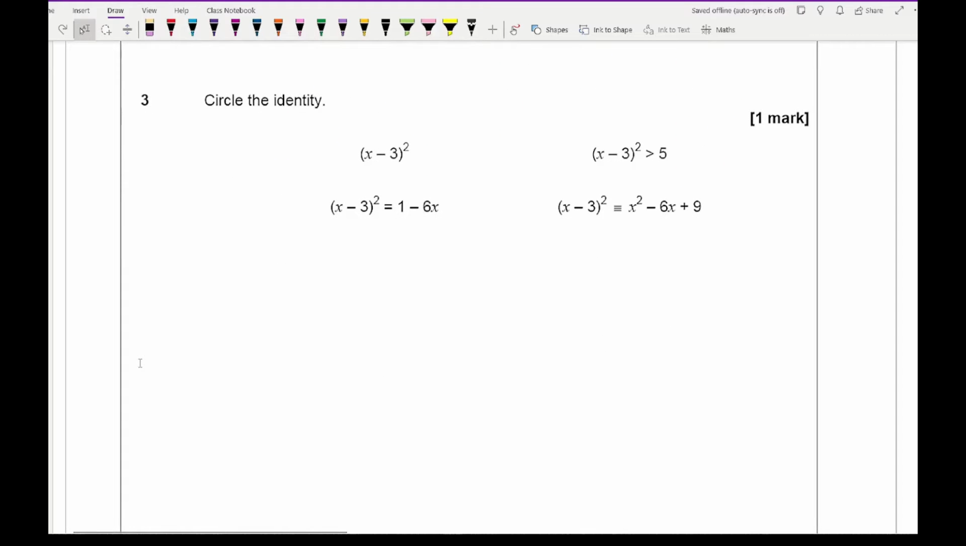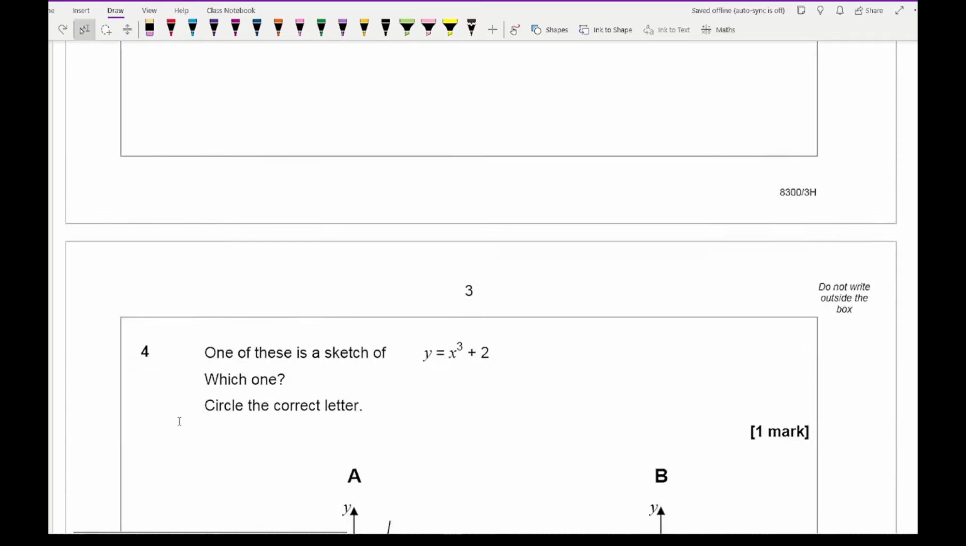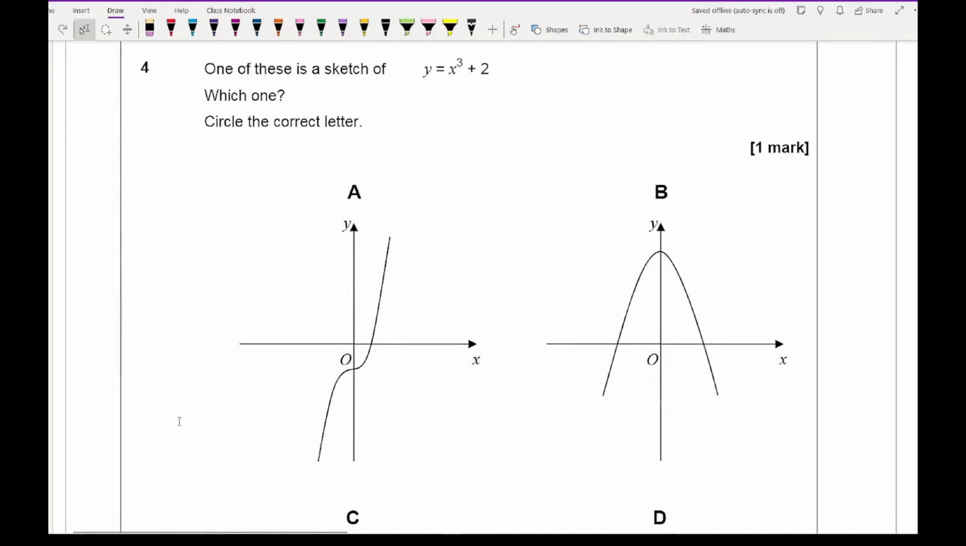For question 3, it says circle the identity. So again, with the identity, you're looking for a symbol that looks like this, in which it's going to be our fourth option.